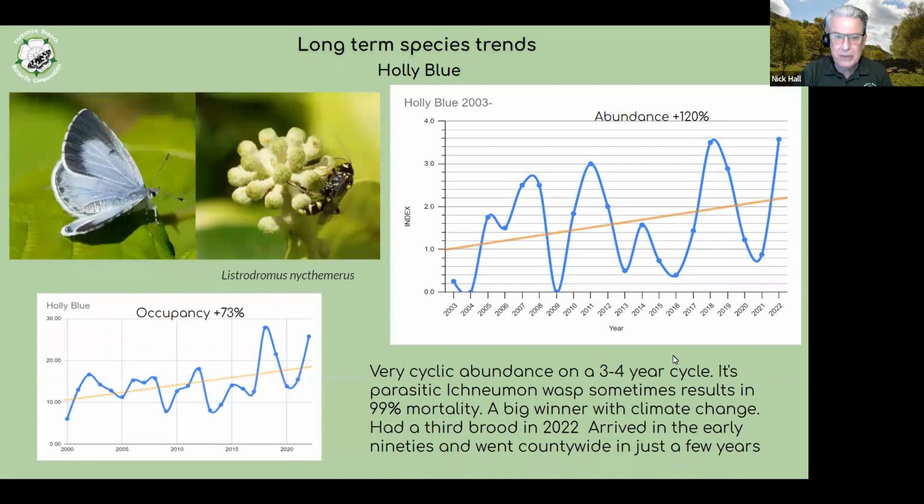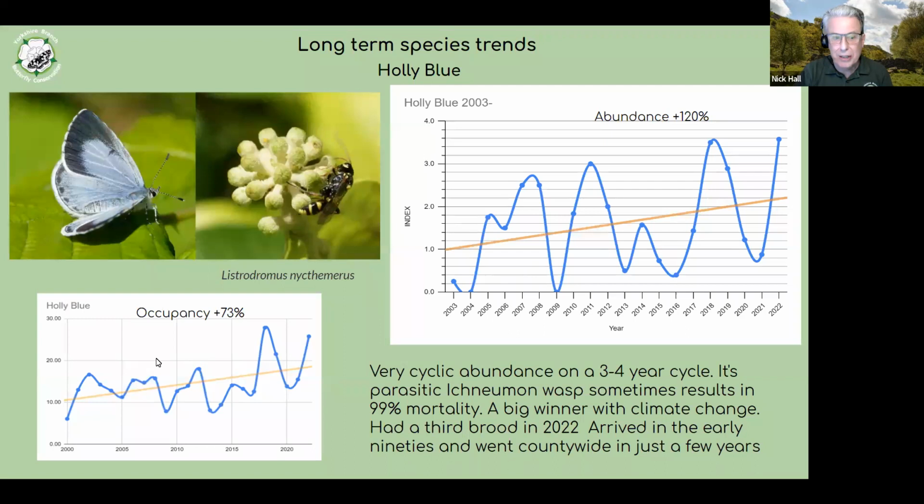Holly Blue. This is a little chap that causes all the problems. This is the ichneumon fly that parasitizes the eggs. So you see it here searching in the summer for eggs laid by the holly blue, which are normally laid just on the flowers, and the larvae eat the flowers. In a bad year, it's a 99% mortality rate with holly blue. And you can see that mortality rate here on the graph. You won't see it on the currants, but you will see it in abundance.